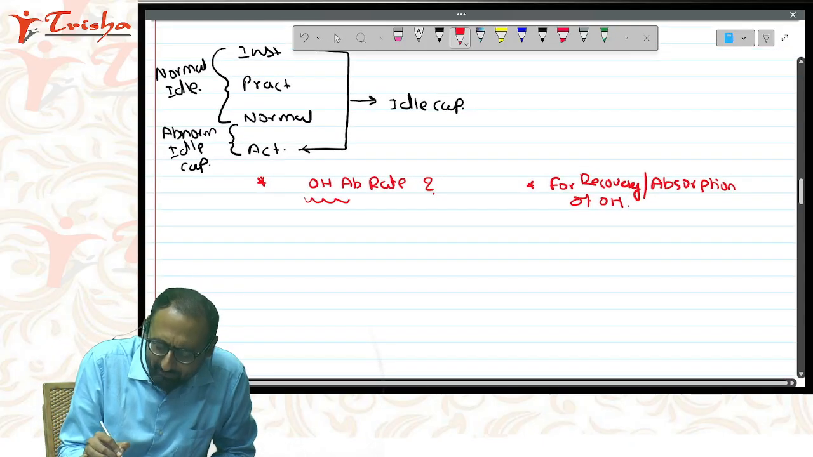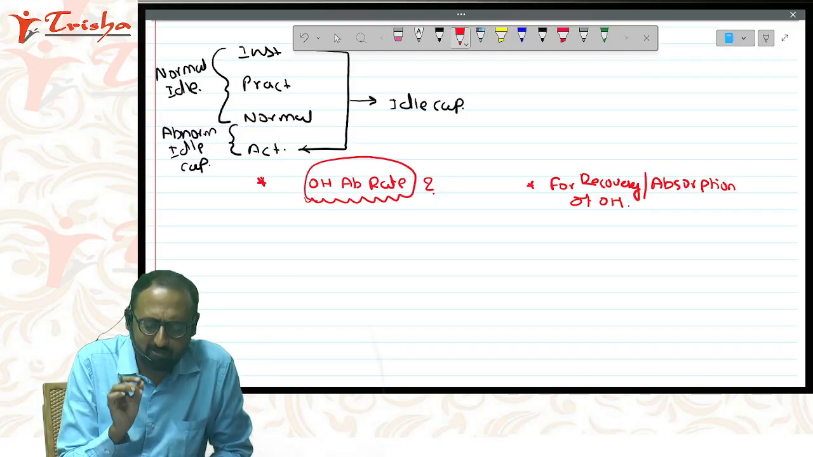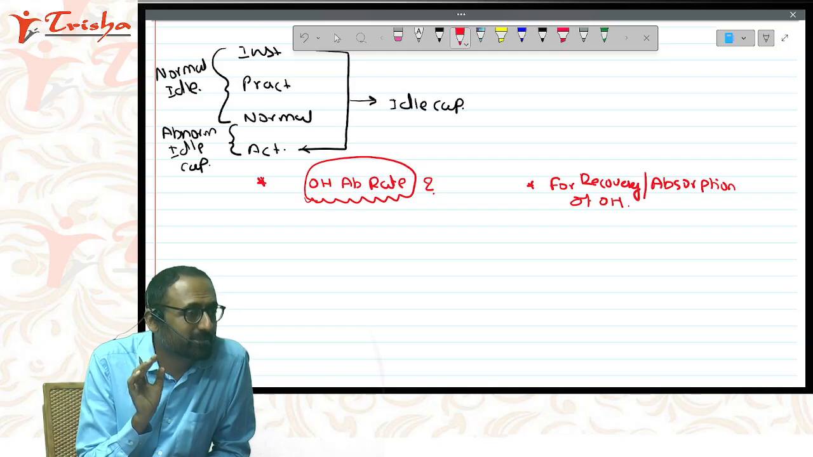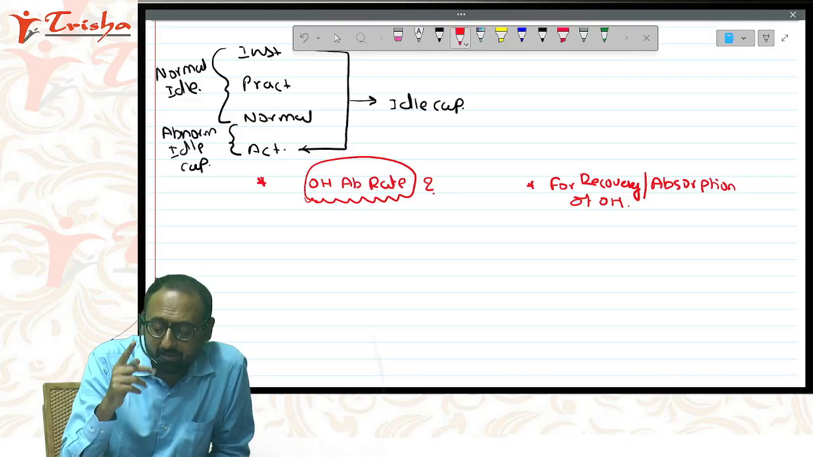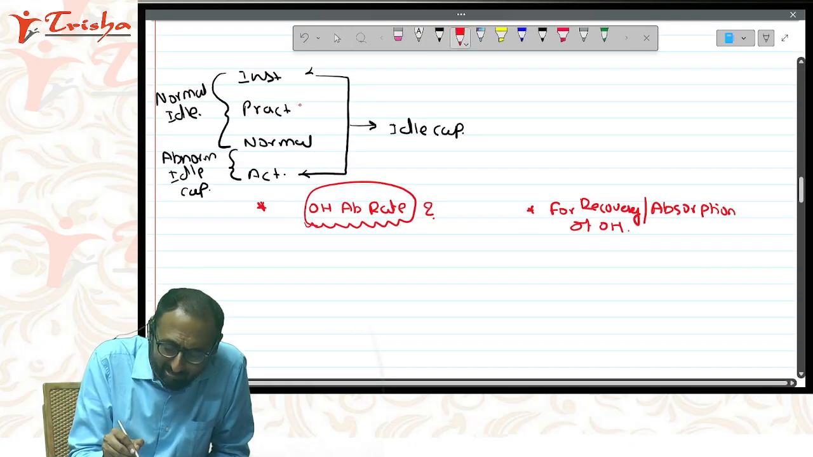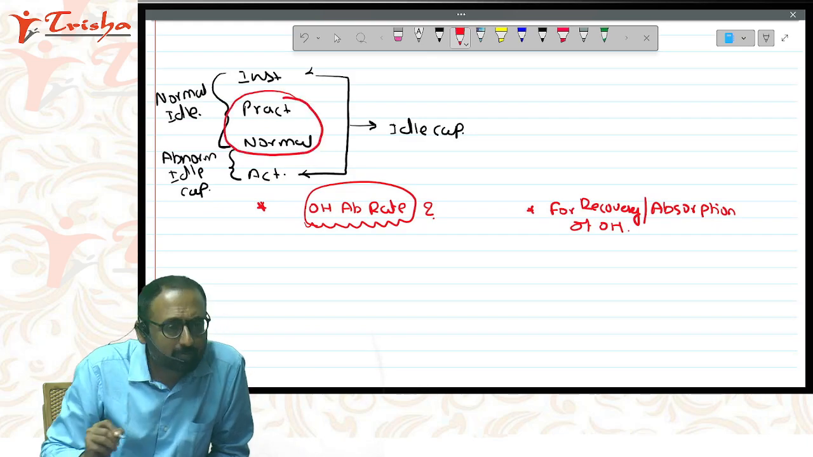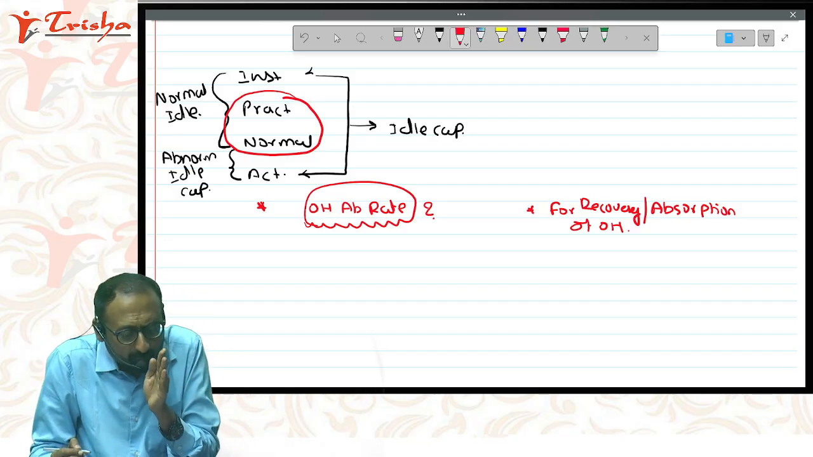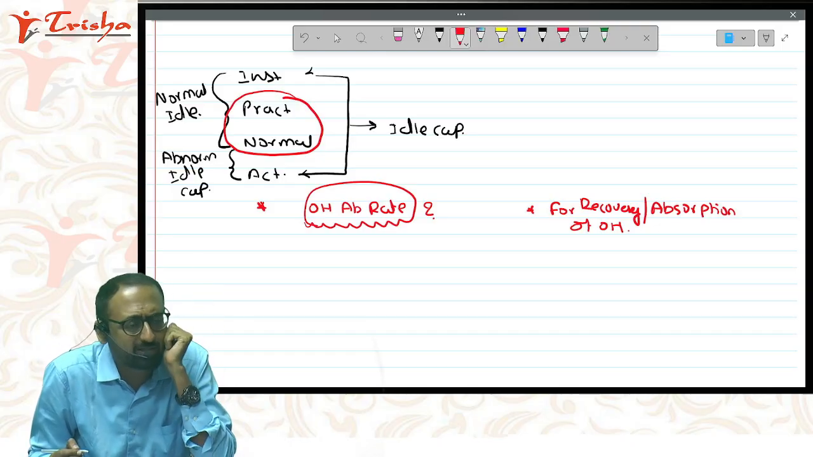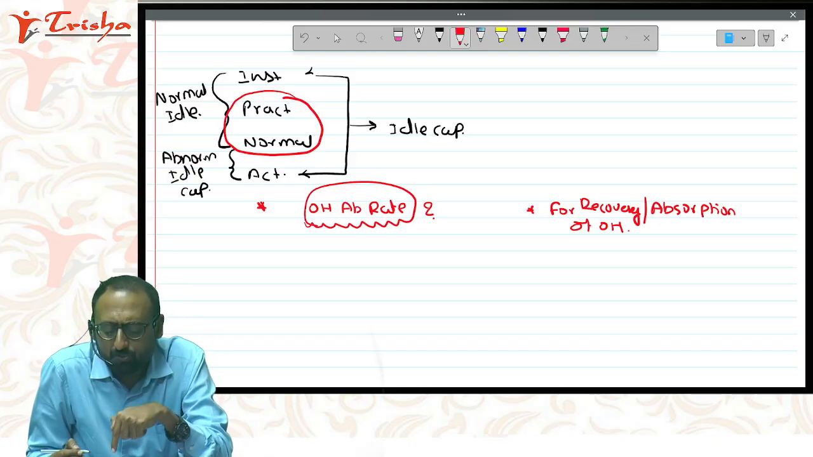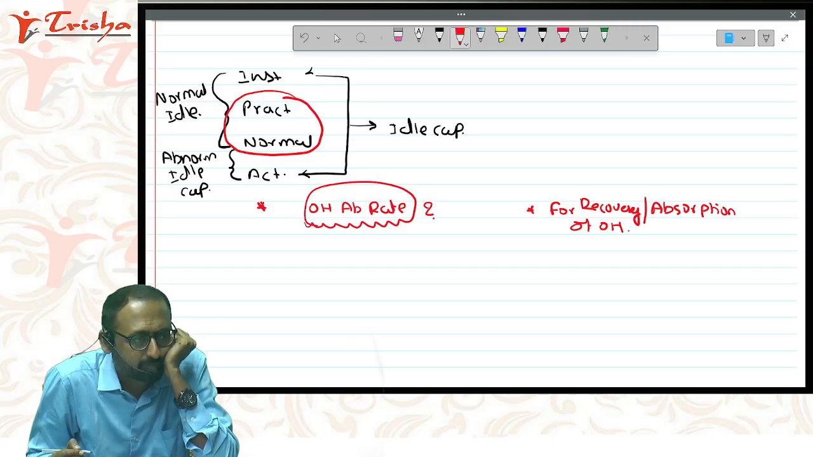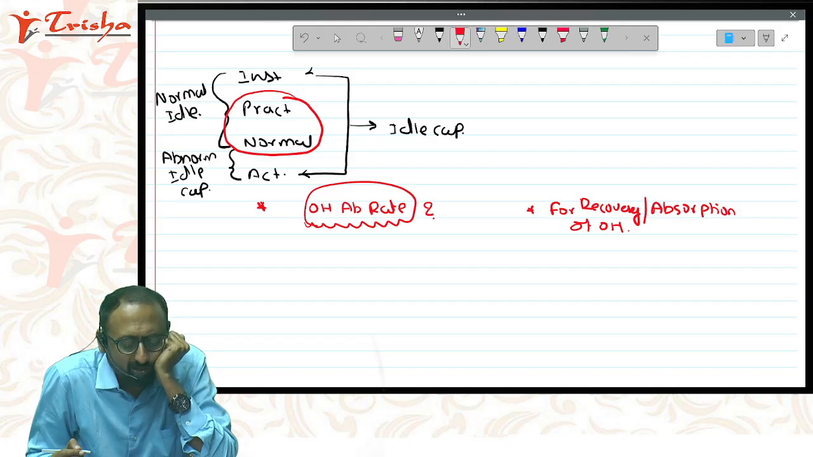What did I tell you about the overhead absorption rate? One important point you'll have to remember every time: it is a predetermined rate, a budgeted rate. So for calculation of the overhead absorption rate, you will use either normal capacity or practical capacity, since it is calculated in advance. Now please tell me, for calculation of a predetermined rate, why can't you use actual capacity?